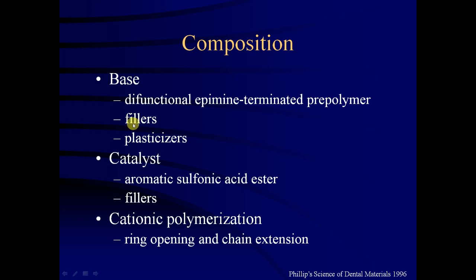Composition: it consists of a base, catalyst and cationic polymerization. The base is a difunctional epimine terminated prepolymer. It contains fillers and plasticizers. In the catalyst tube, it contains aromatic sulfonic acid ester and the fillers. So cationic polymerization takes place, the ring opening and the chain extension.